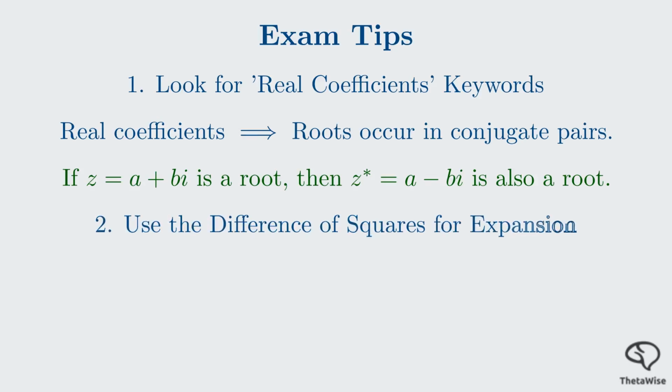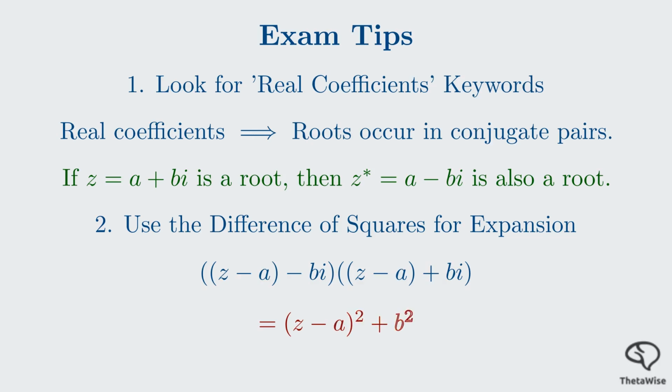When multiplying the factors, always group it as a difference of squares. This results in (z minus a) squared plus b squared. This prevents the algebraic sign errors that frequently occur during expansion and saves precious time.